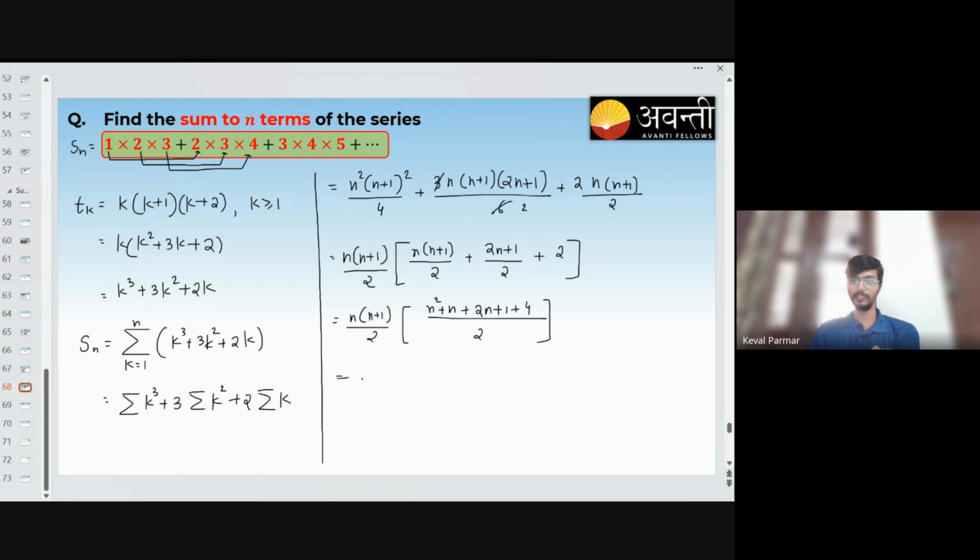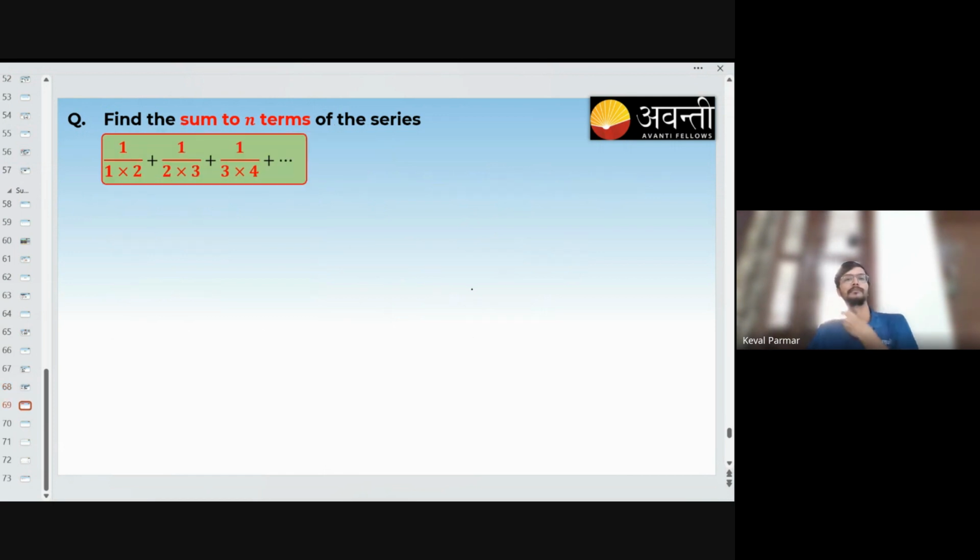So I can take 2 here. So I'll get n into (n plus 1) upon 4. What I'll be left with is n square plus 3n plus 5. Now I know this is not factorizable, so this is my final answer. Correct? What is my final answer? n into (n plus 1) upon 4 into (n square plus 3n plus 5). Got it? Let's see the next question.